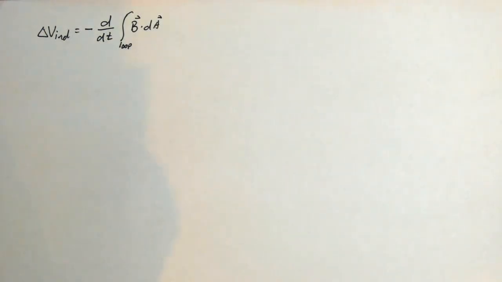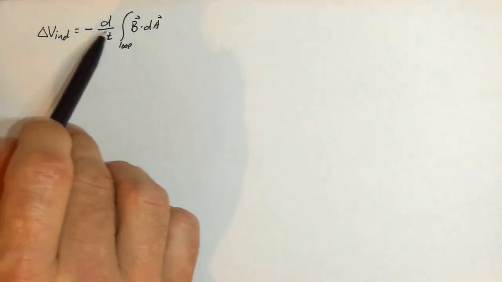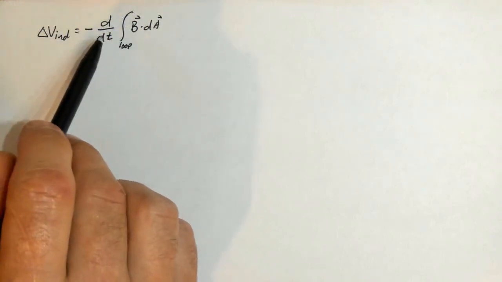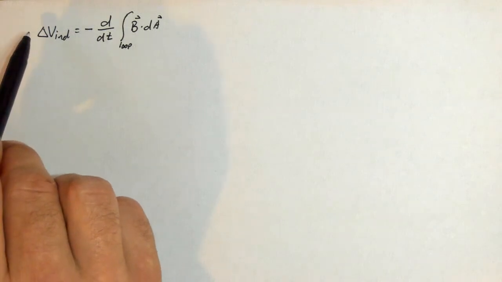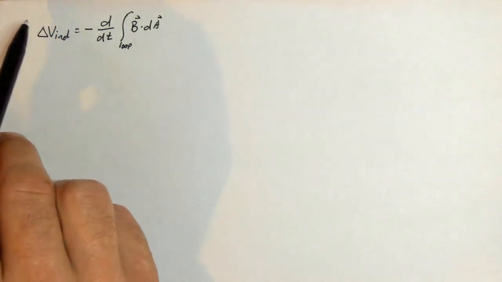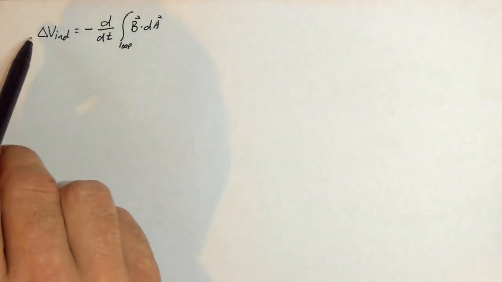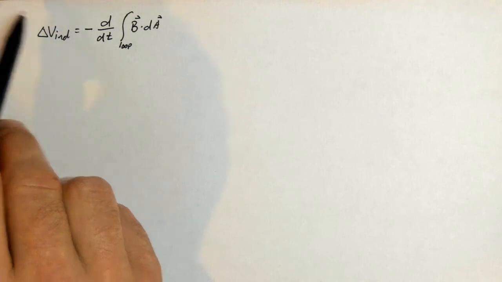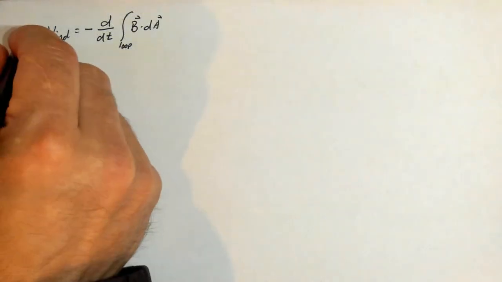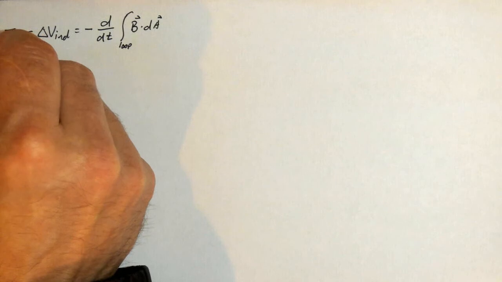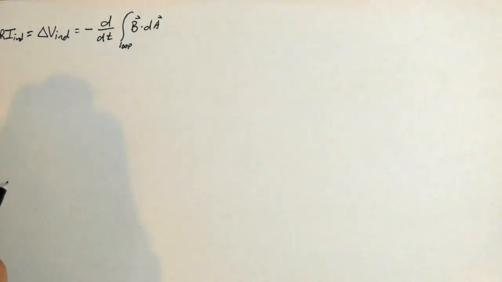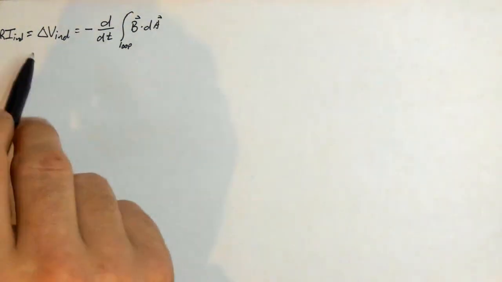Now, remember that truly, a changing flux given by this integral is causing an induced electric field, which can create a potential difference in space. If there's a physical wire there with charges, then it can drive current. So most often we are looking for I induced times R. V equals IR. That's most often what we're looking for. Let's see how we can apply this.